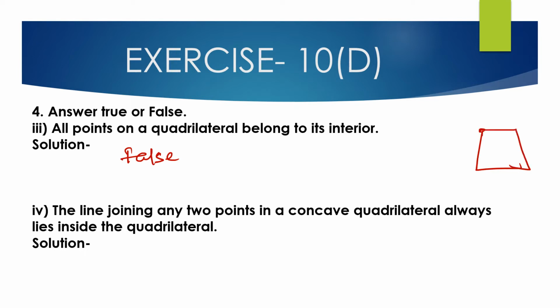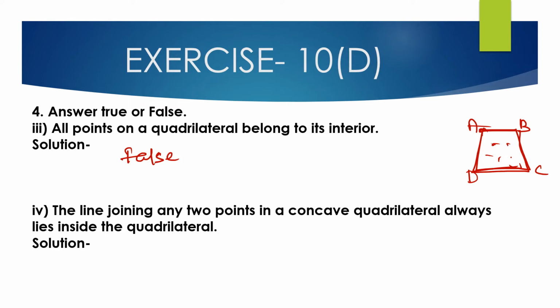This is the boundary A, B, C, D. This is lying on the line. No, these are the interior. If the points are here, then these are interior points in this quadrilateral. But all points on a quadrilateral belong to its interior. This is false. Now fourth bit.